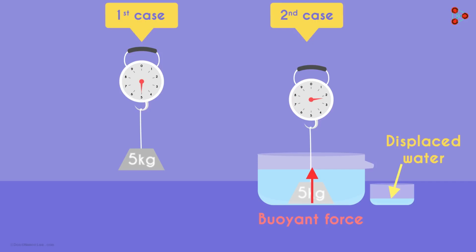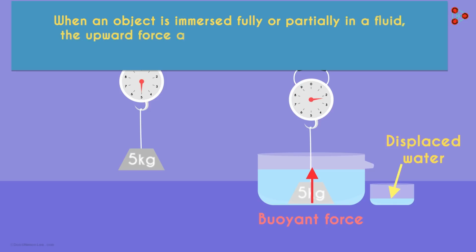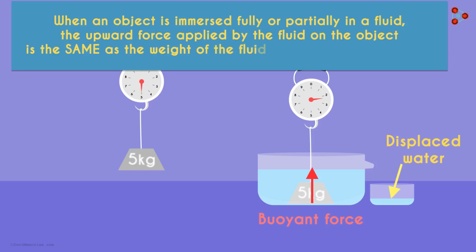That's the Archimedes Principle. When an object is immersed fully or partially in a fluid, the upward force applied by the fluid on the object is the same as the weight of the fluid displaced by the object. Where is this principle applied? Can you think of examples?